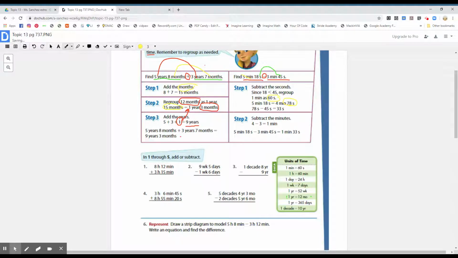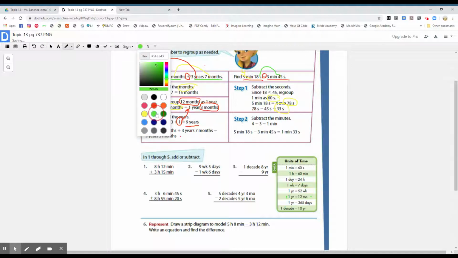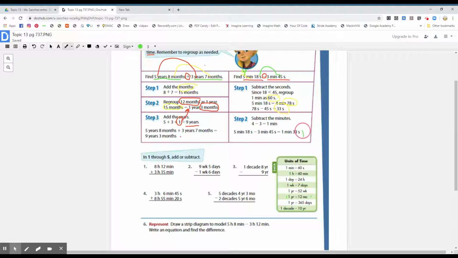We've done some of this regrouping, boys and girls, in the previous lesson. Now they have 78 seconds, no longer 18, 78 seconds. Subtract the 45 seconds, and that's how they got 33. Remember, the 5 minutes, since you regroup, is now 4 minutes. That 5 is now a 4, and 4 take away 3 is 1 minute. So 5 minutes, 18 seconds, subtract 3 minutes and 45 seconds gives you an answer of 1 minute and 33 seconds. All right, now, don't worry, boys and girls.